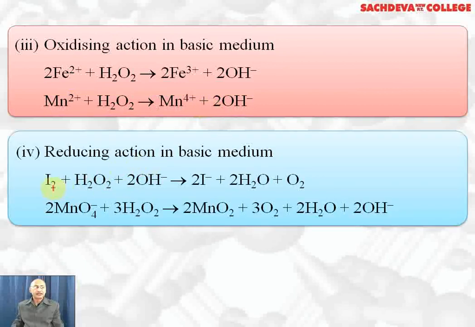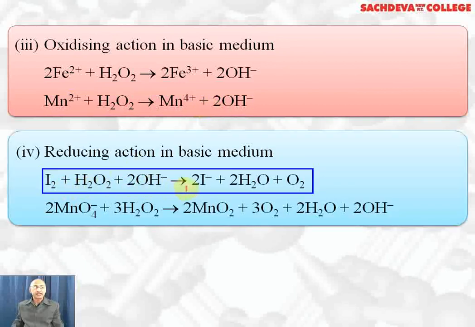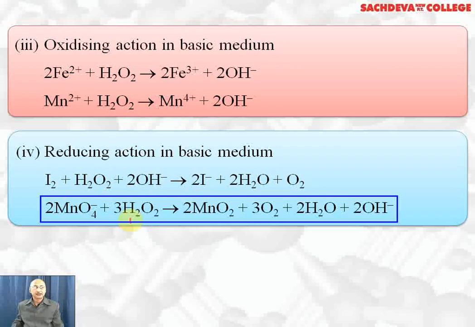Reducing action in basic medium: iodine will get reduced to iodide ion in basic medium by hydrogen peroxide, and oxygen will be formed. KMnO4 in basic medium with hydrogen peroxide will change to MnO2, oxygen will be formed, plus water will be formed, plus OH ion. That is basic medium, its reducing action.